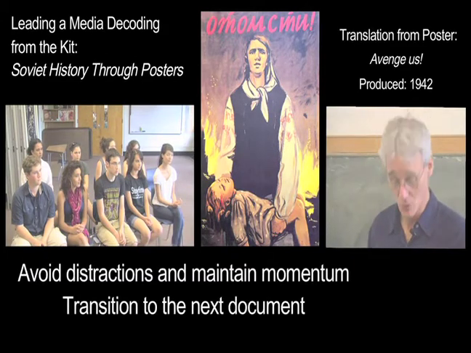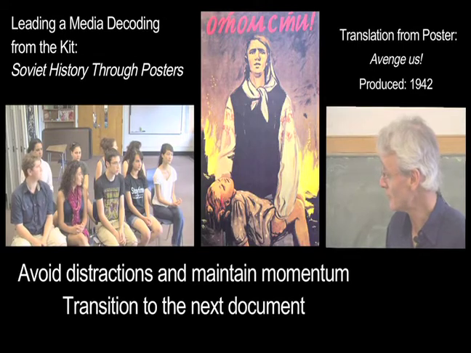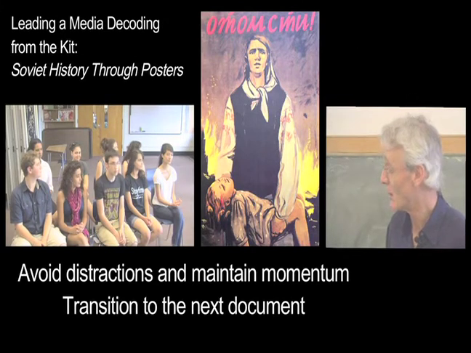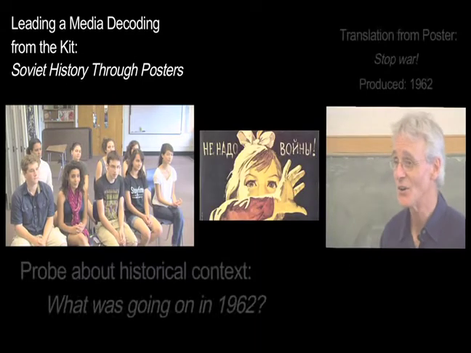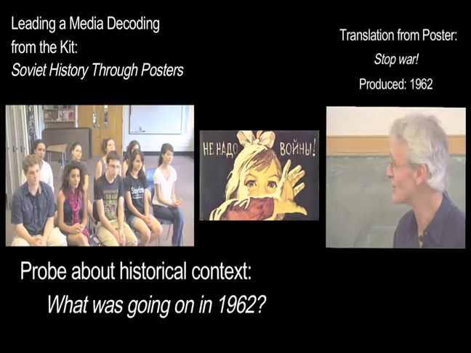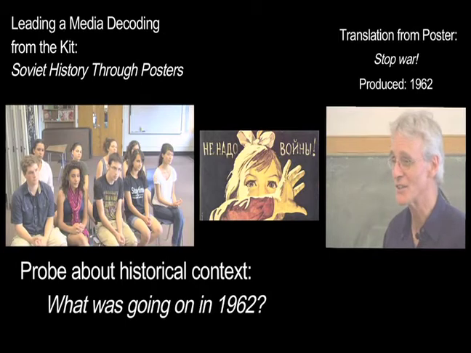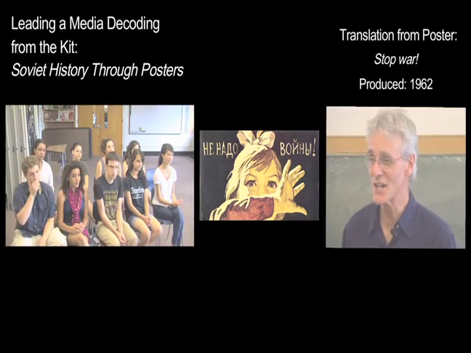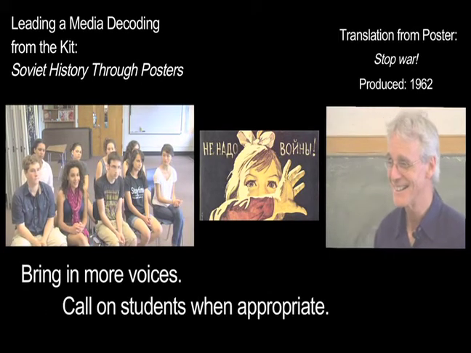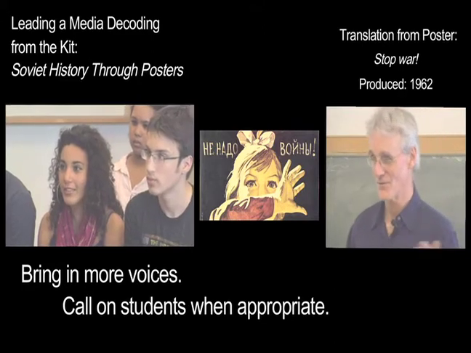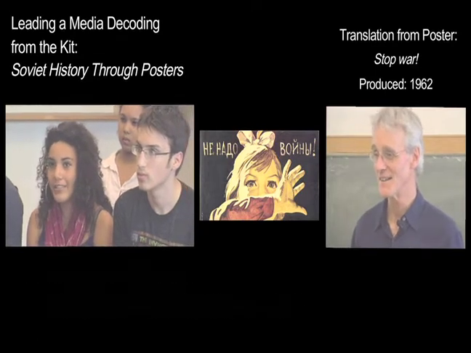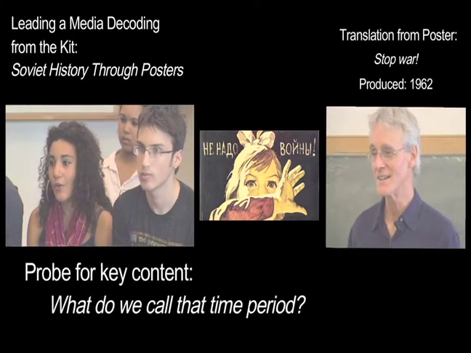Good. I'm going to do one more. Oh no, I'm going to do two more. This is from 1962. What was going on in 1962? History of the Soviet Union. Francesca, any idea? I mean, this was post-World War II when tensions were high with the U.S. as the two remaining superpowers. What do we call that time period? The Cold War.